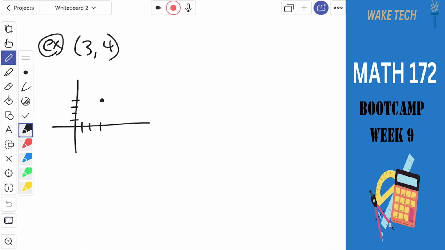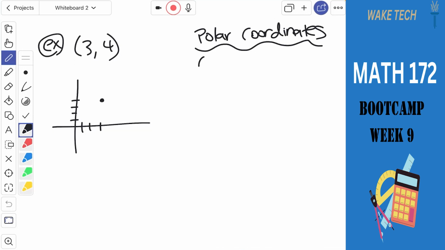What your topic is for this week in 172 is polar coordinates. And polar coordinates just describes another way to plot points. The ordered pair is still going to be an ordered pair, but it's an r value paired with a theta value.